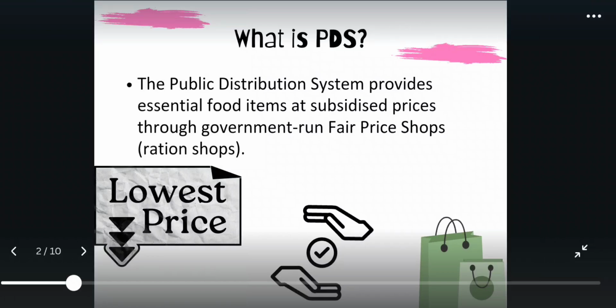So, the government provides food grains to the poor at lower prices, and it ensures that everyone gets enough food to eat, especially the weaker sections of society. And it operates through ration shops, also called the fair price shops, across the country. So, this PDS, that is public distribution system, helps in food security and it reduces hunger in India.